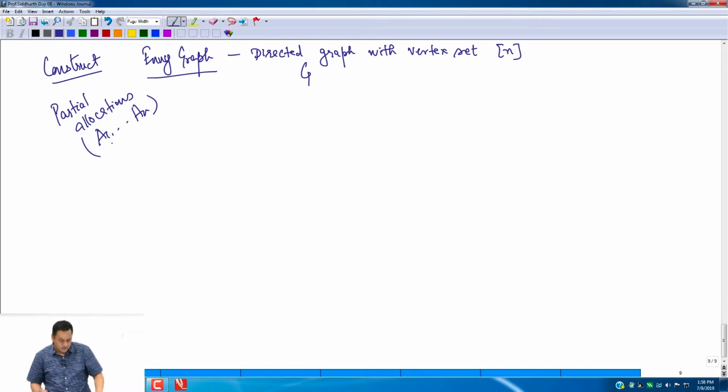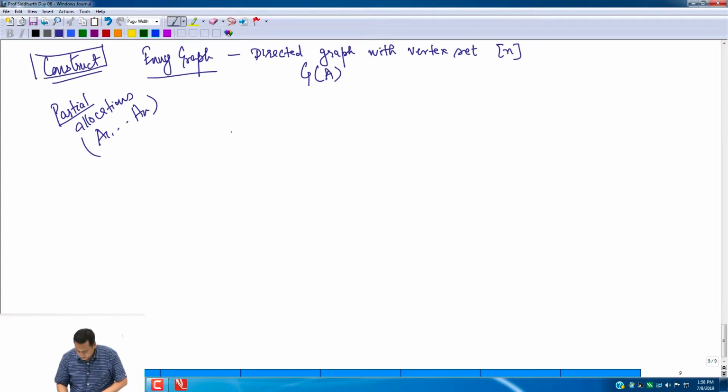But the word partial here emphasizes the fact that the union is still not M. I am still progressing towards a full allocation, an allocation where every object, every discrete item among the M items, gets assigned. So the word partial here is just to emphasize that. And for every partial allocation, I can define this thing. So this here is a definition of this object that we are studying.